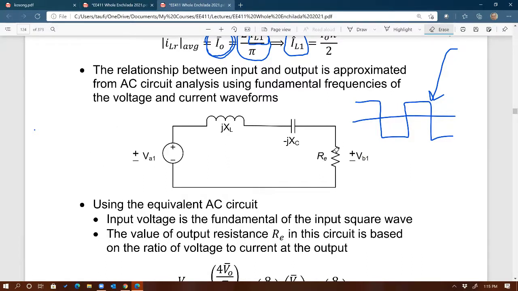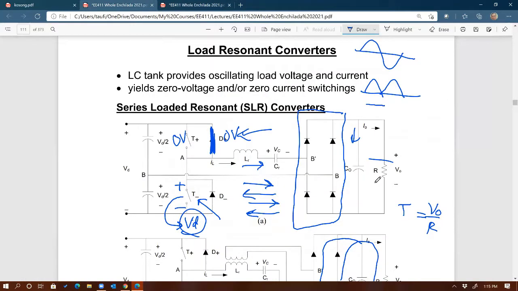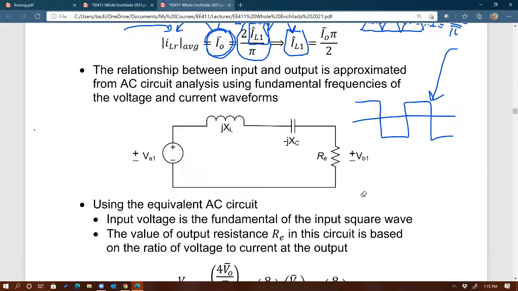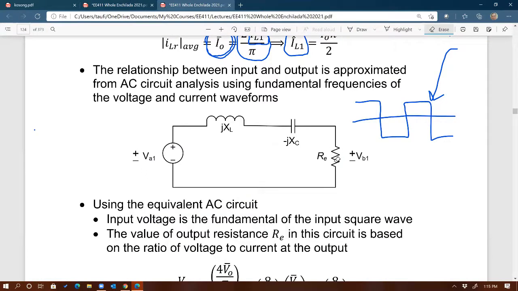Okay, and then the resistor, this is not the same as the resistor that you see here. That's different from that resistor. That's why it's called RE, equivalent resistor. Why? Well, because we changed from a square wave to a sine wave, so it's going to be a different resistor there, an equivalent resistor.